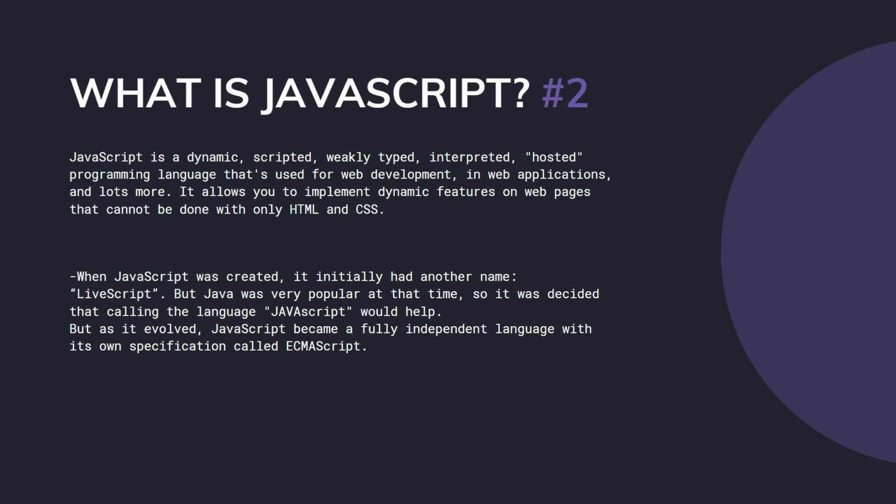CSS. When JavaScript was created, it initially had another name, LiveScript, but Java was very popular at that time, so it was decided that calling the language JavaScript would help. But as it evolved, JavaScript became a fully independent language with its own specification called ECMAScript. But careful, JavaScript has nothing to do with Java.